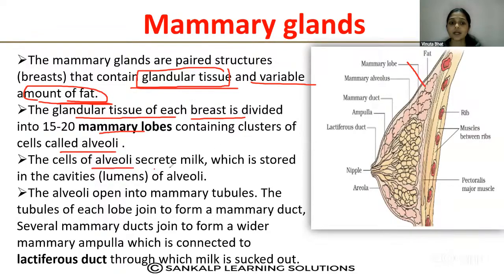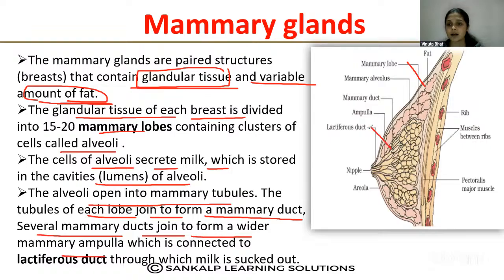Then these alveoli secrete milk, which is stored in the cavities of the alveoli. Then the alveoli open into mammary tubules, and each lobe joins to form the mammary duct. Then several mammary ducts join to form a wider mammary ampulla. So here you can see the mammary ampulla, which is connected to the lactiferous duct through which milk is sucked out.